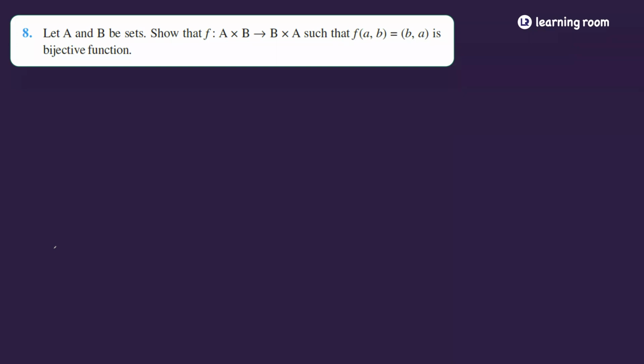So there are two sets A and B. Look at the way the function is defined. The function is defined from A cross B to B cross A, and f of (a, b) is equal to (b, a). Prove that this is bijective. It means it's supposed to be 1-1 and onto. So how will you prove it?